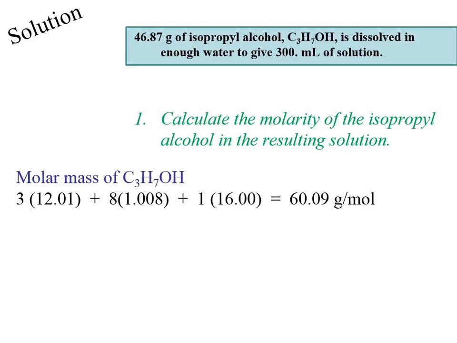We were given the grams and we were given the volume it was dissolved into, but we need the molar mass of isopropyl alcohol. Now remember, your solutes don't have to be a solid. This is a liquid solute. So the molar mass: we take 3 times the decimal number for carbon, 3 times 12.01, plus 8 times the decimal number of hydrogen, grouping our hydrogens together here, 1.008, plus 1 times the decimal number for oxygen, which is 16.00. Add it all together, we get the molar mass of the solute, which is 60.09 grams per mole.